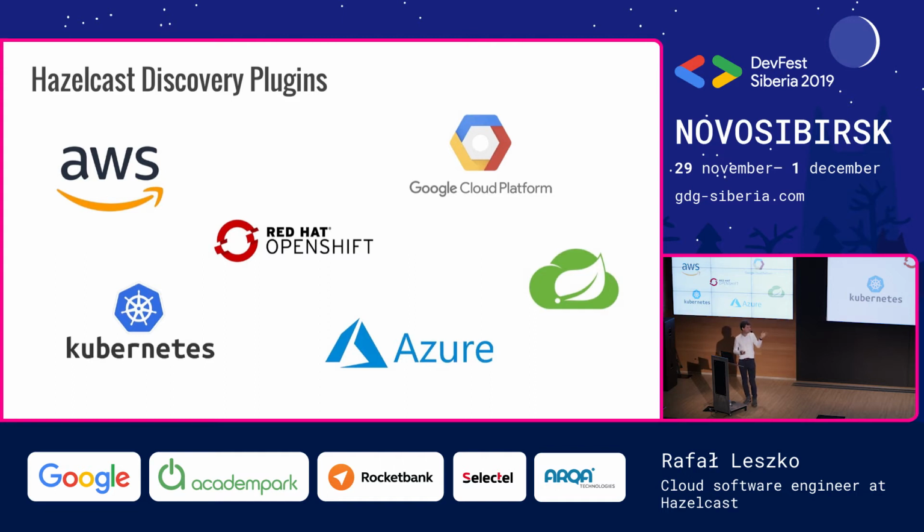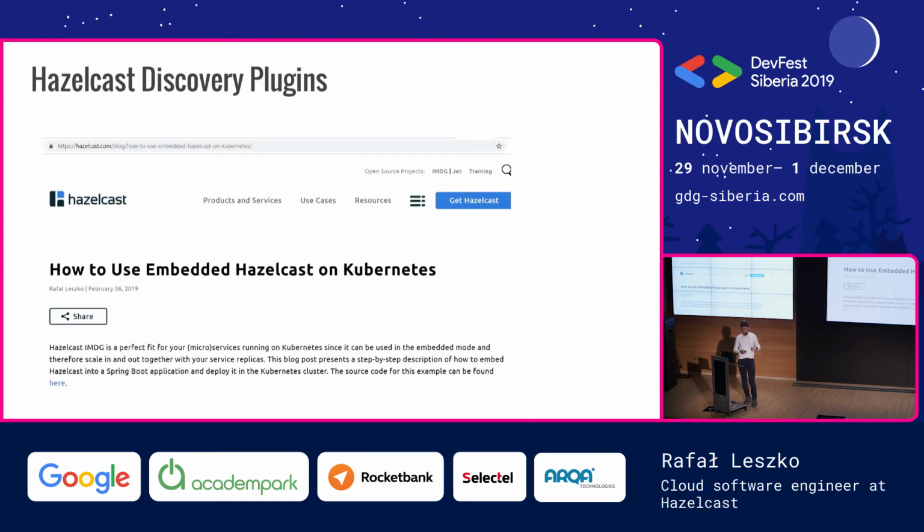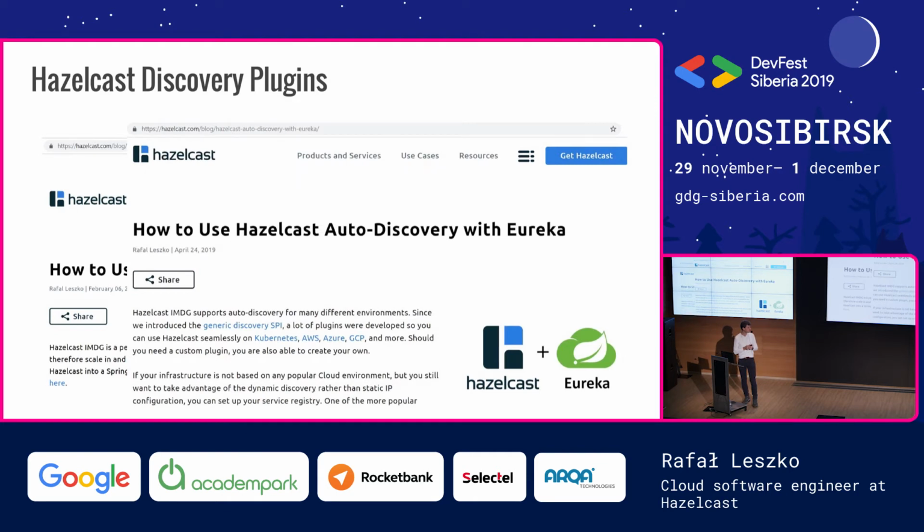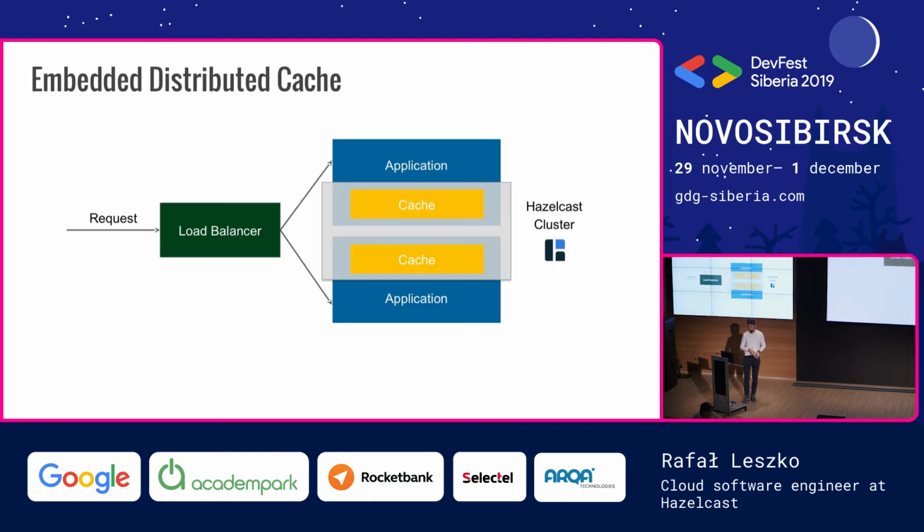How to use each of these plugins? It's very simple, but we published blog posts on that, so you can reference the blog post. If the plugin does not exist, you can always use Eureka. One of our plugins is Eureka. You first set up the Eureka service registry and then use Eureka for Hazelcast discovery. And it's very common for Spring applications. We ended up with a diagram like this, and that's all about embedded caching.